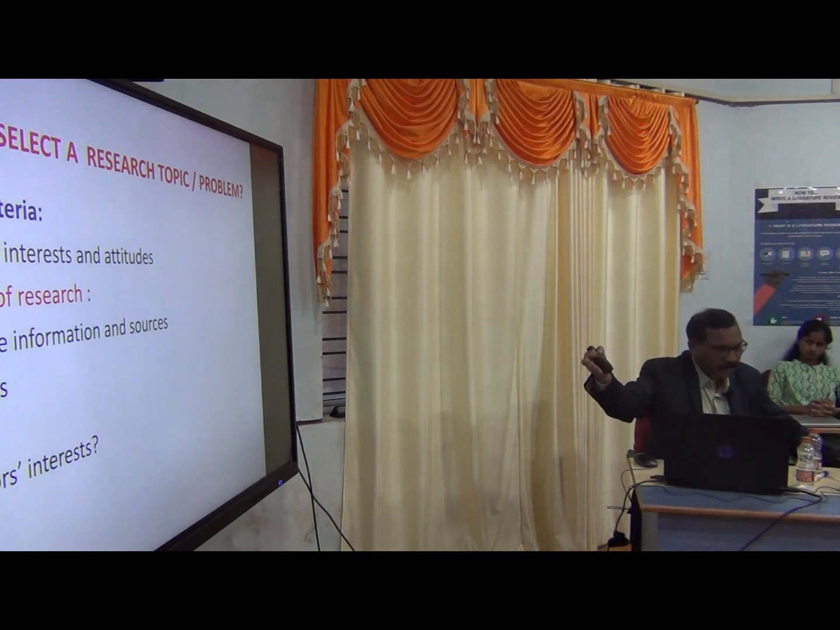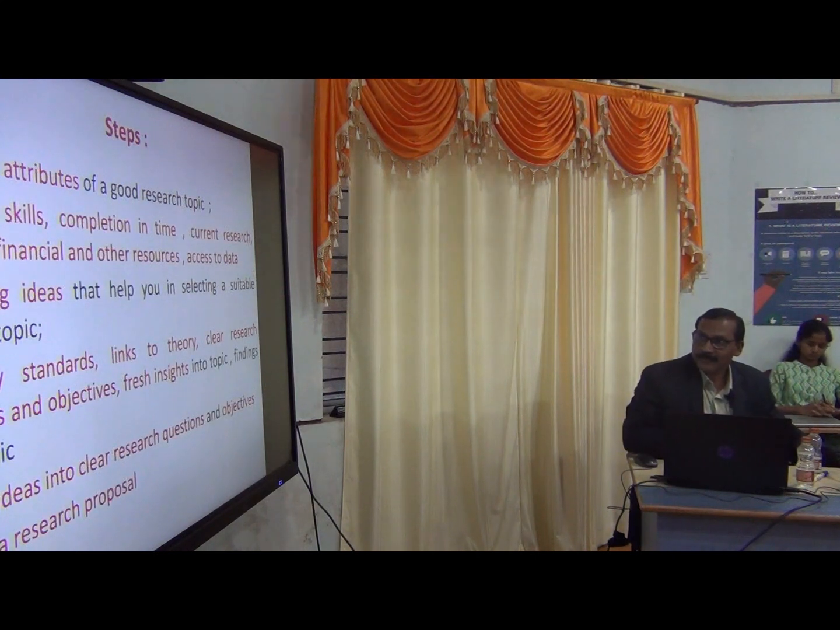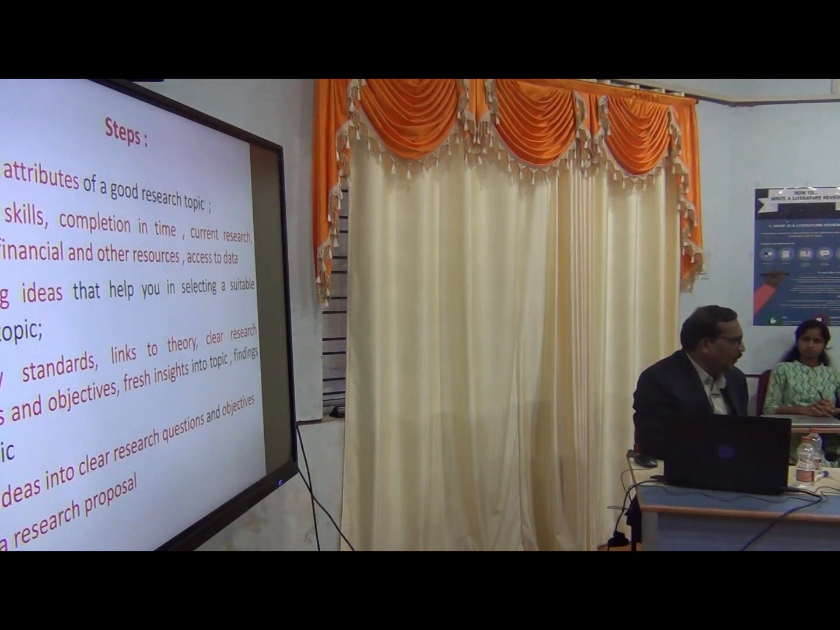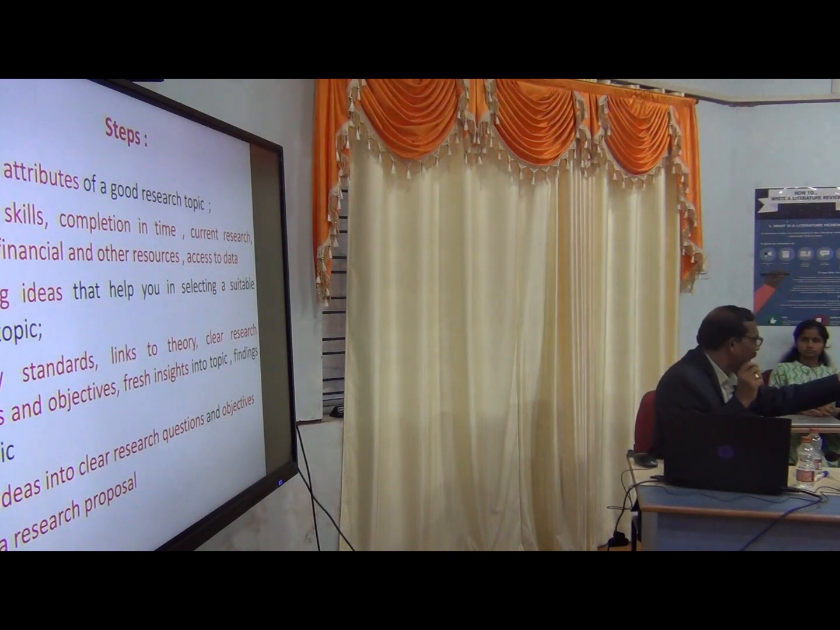So whether that sponsorship for the research can be extracted, can be harvested, then we can go for selecting that topic. Now this is the criteria to take into account. And within that criteria, whatever questions you have, if answers are possible to get, then you can proceed further. Is it clear?